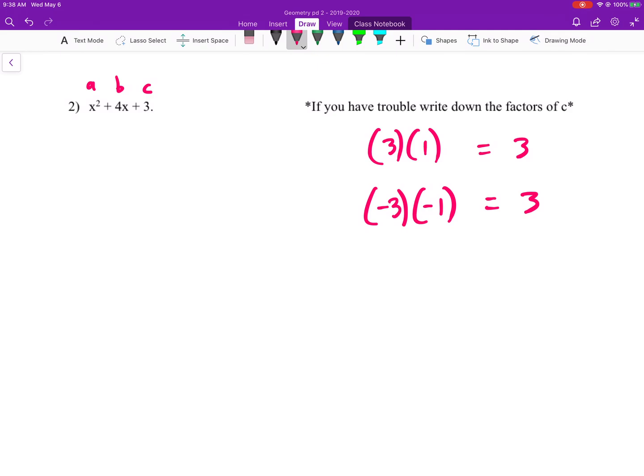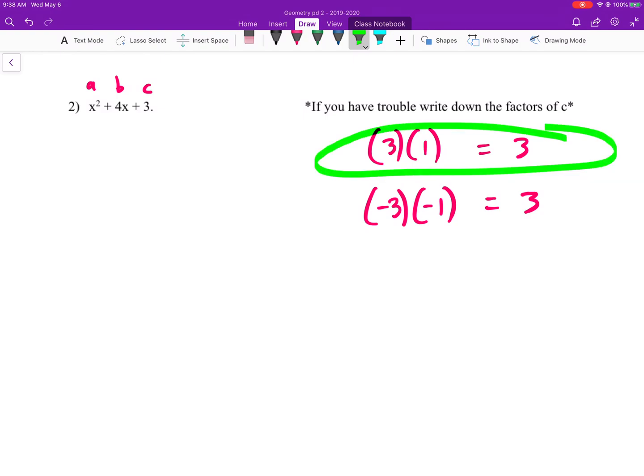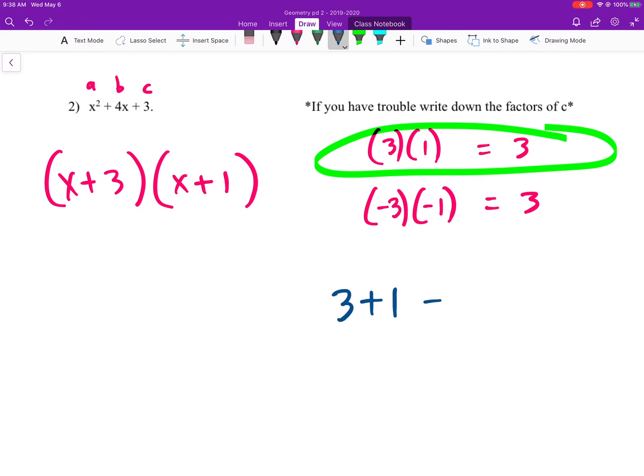Alright, but keep in mind they also have to add to 4. So which one of these adds to 4? You would see it would be the first option, right? Because 3 plus 1 is equal to 4. So we write this as a product of two binomials, x plus 3 and x plus 1. Keep in mind, guys, why this works. Because 3 plus 1 is equal to 4, and 3 times 1 is equal to 3.